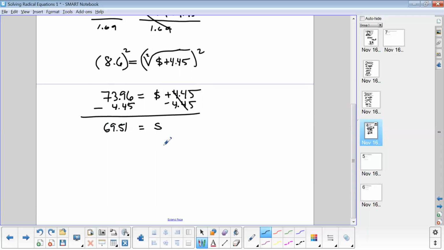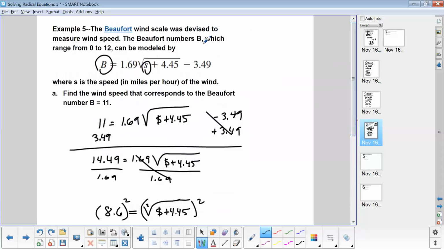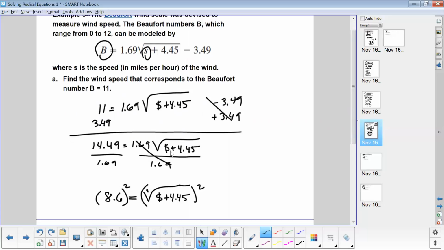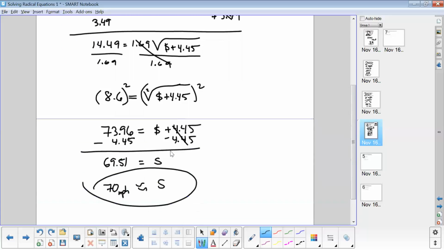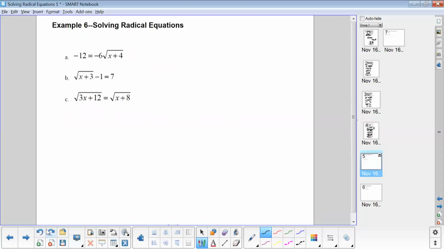So this is approximately 70 miles an hour, approximately, which is a very high wind speed in regard to this wind scale. A Beaufort of about 11 is about 70 miles an hour. And we've got some practice problems here, so I'm going to go through some of these.